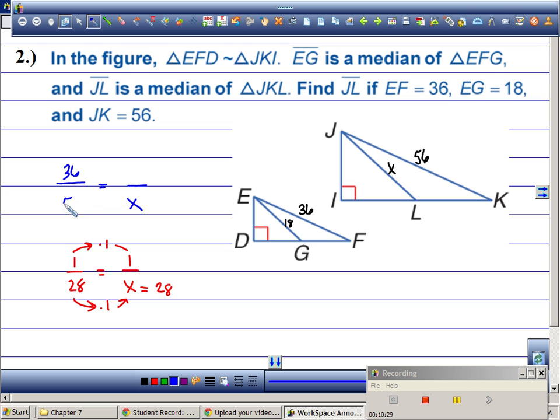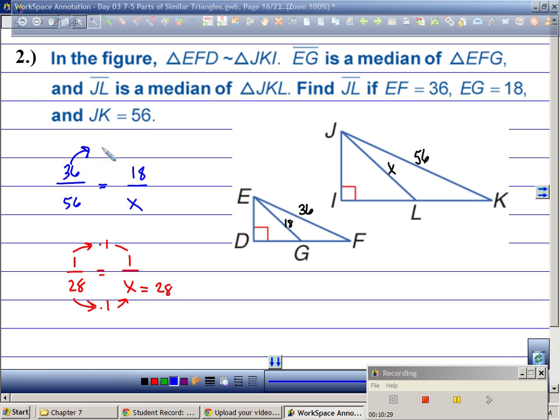36 and what? 56? And this is what, 18? So this divided by 2, 56 divided by 2 equals. Good job. It was asking you what this median is. Since they're medians and similar triangles, we know that they're proportional. And that's it.